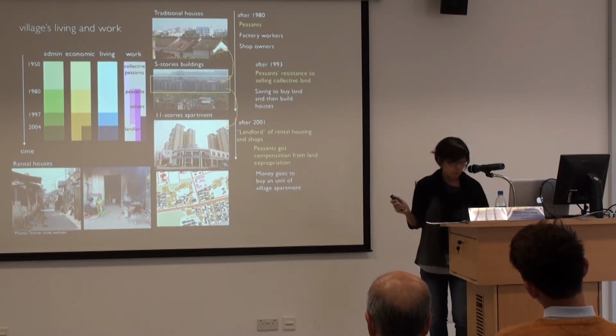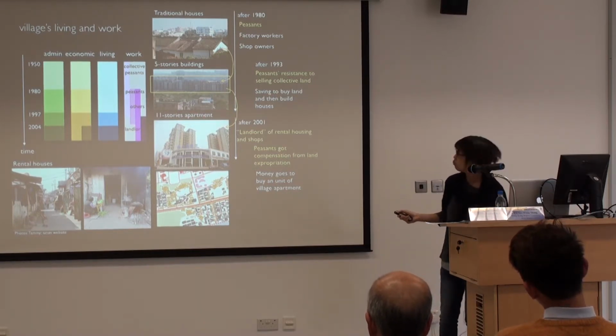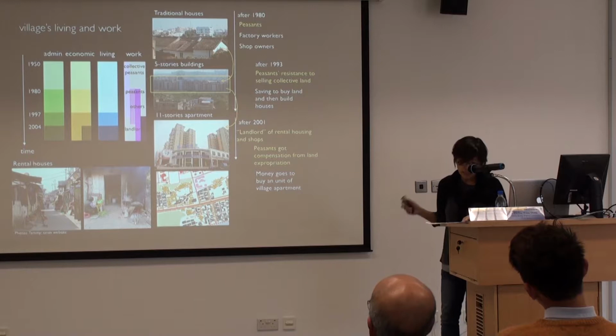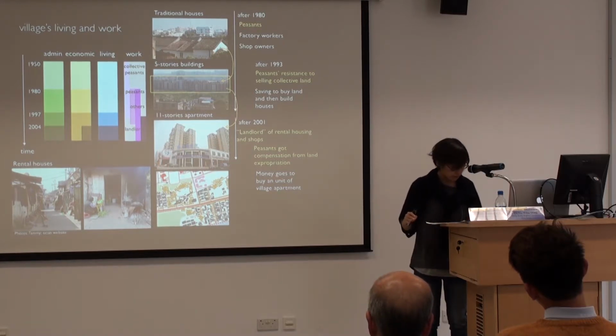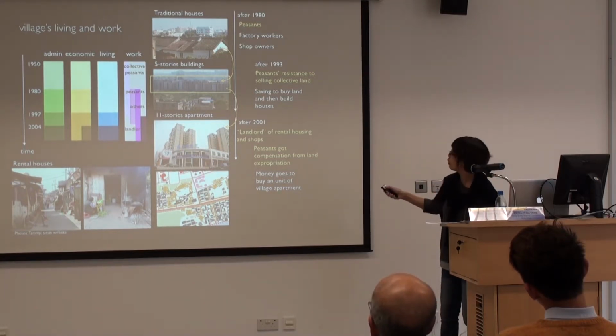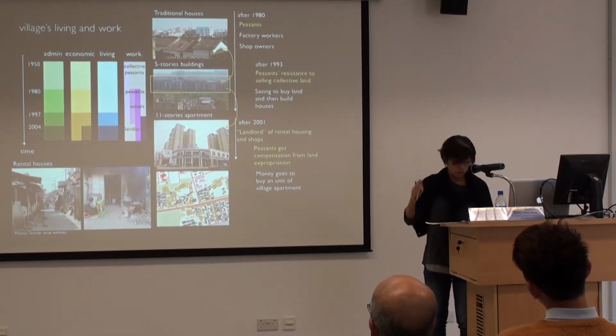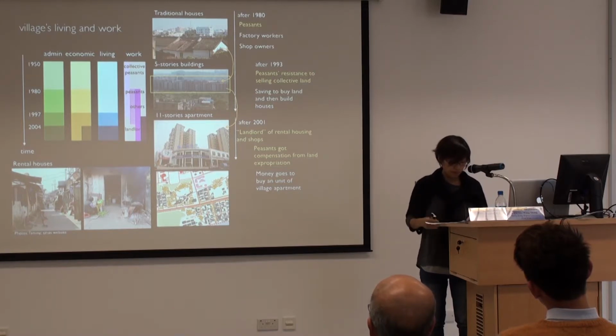And so everyone used most of their savings to buy a land lot at a cheaper price and build their 5-story houses. Since 1997, the villagers gradually moved into these 5-story buildings, which is the second generation of village housing.